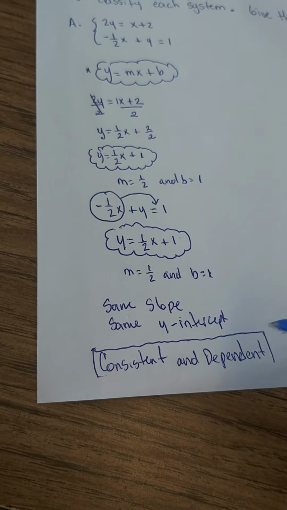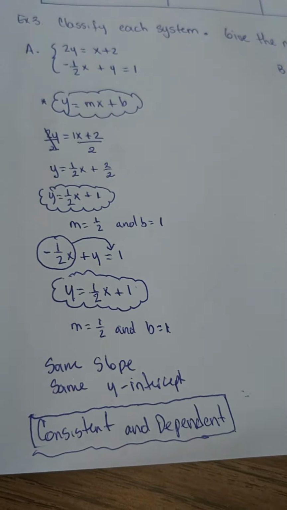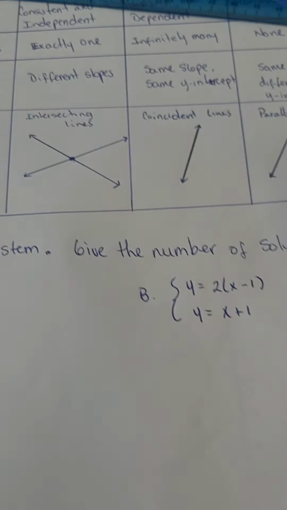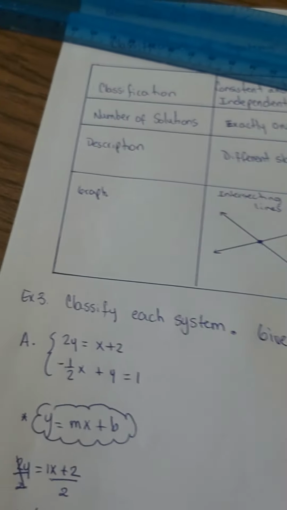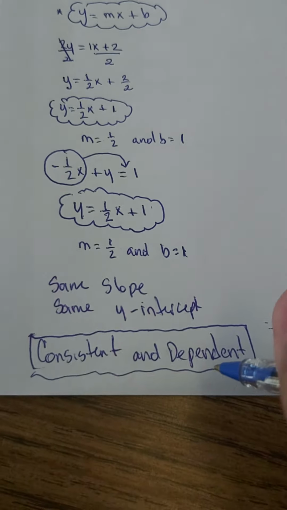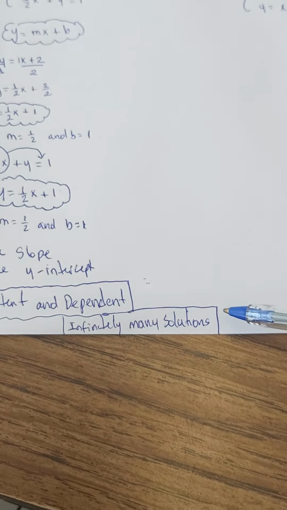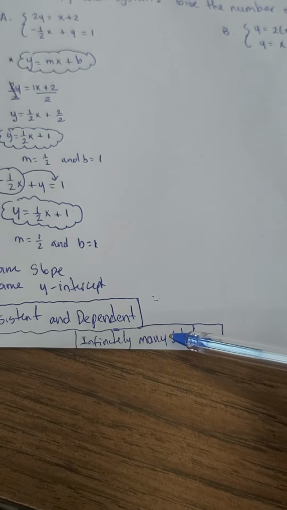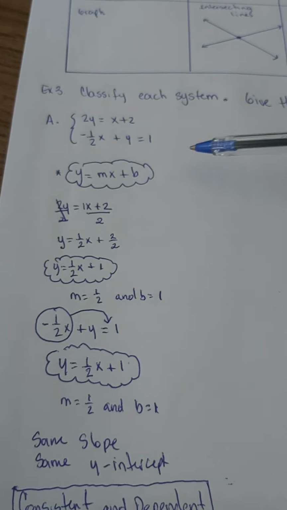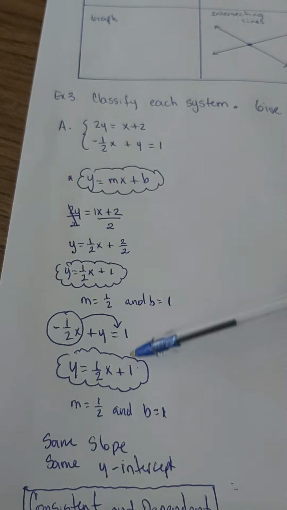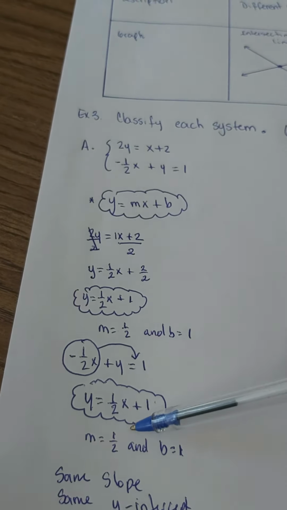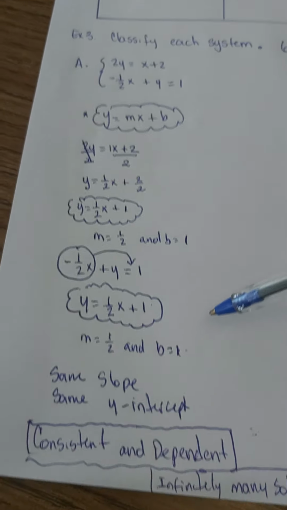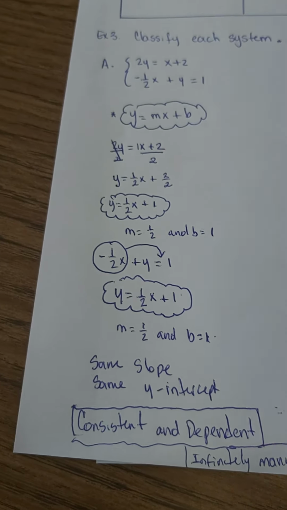This will be the first part of our solution. Now, the number of solutions. Same slope, same y-intercept. Number of solutions, infinitely many. Okay, and this will be the number of solutions, infinitely many solutions. Why? Once we wrote both equations in slope-intercept form, we notice that they have the same slope, 1/2, and the same y-intercept, 1, so we can define that.